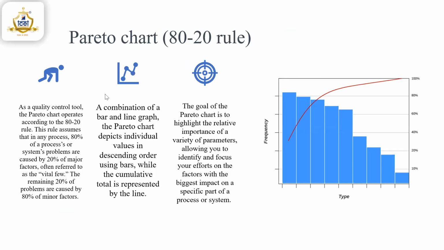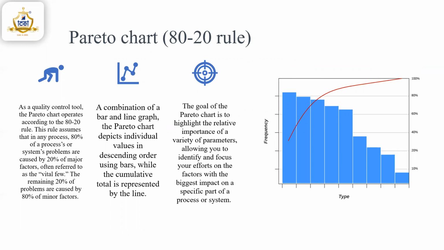Pareto chart, that is 80-20 rule. As a quality control tool, the Pareto chart operates according to the 80-20 rule. This rule assumes that in any process, 80% of the process or system problems are caused by 20% of major factors, often referred to as the vital few. The remaining 20% of the problems are caused by 80% of the minor factors.